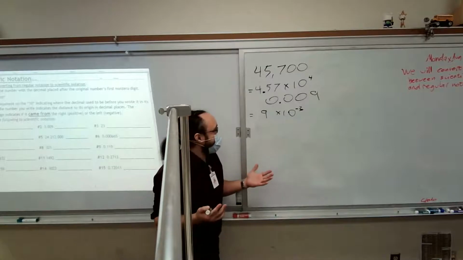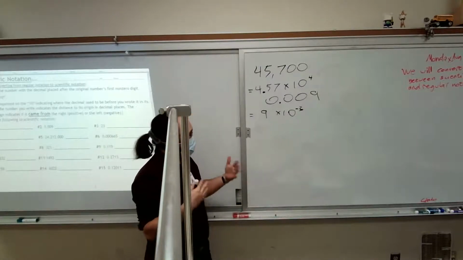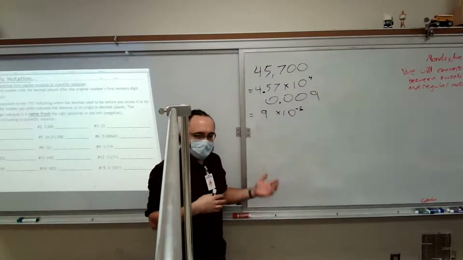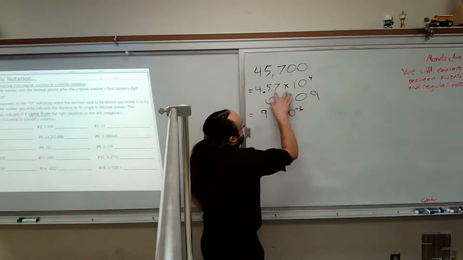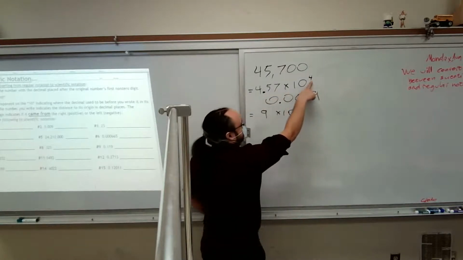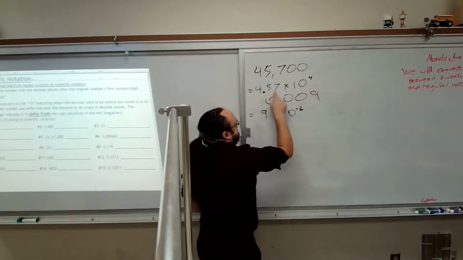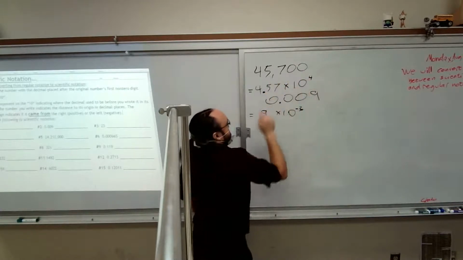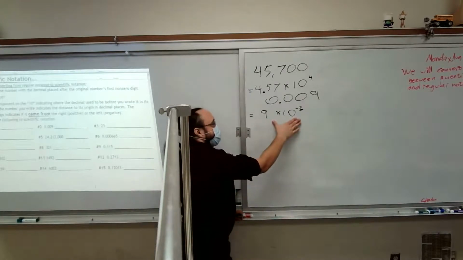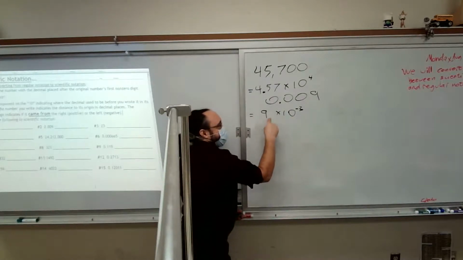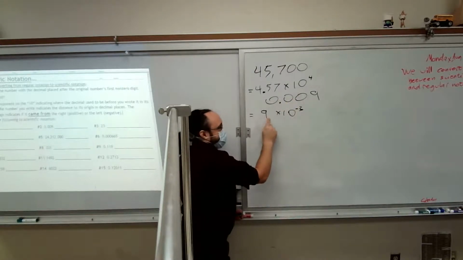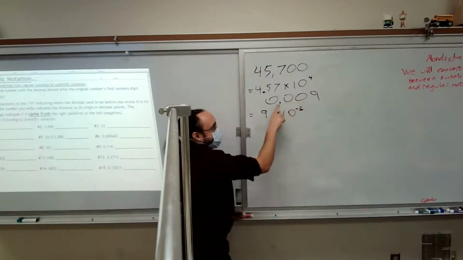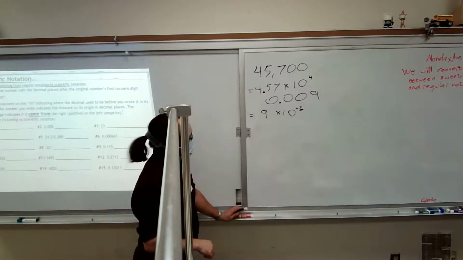An easy way to check your answers, since this is the more difficult part, is to do it backwards. So 4.57 times 10 to the 4. 4 means move the decimal 4 to the right. So 45,700, 45,700. We did it right. Same with this one: 9 times 10 to the negative 3. Negative 3 means move 3 to the left. So 1, 2, 3, 0.009, 0.009. And we did it. Get it.